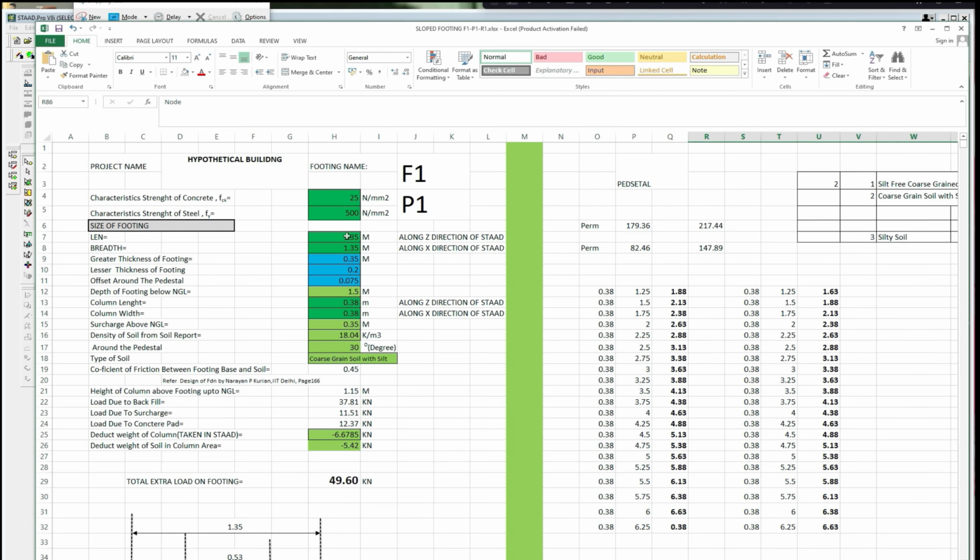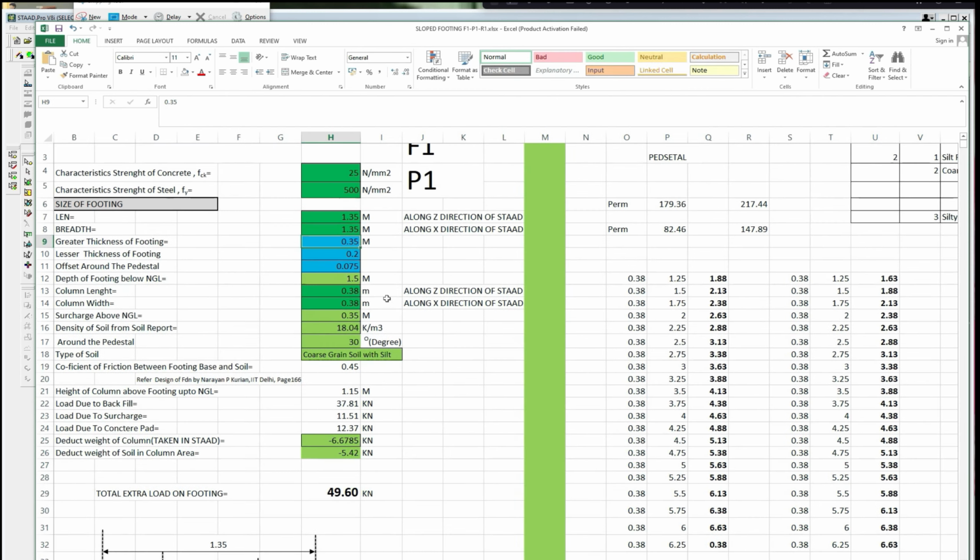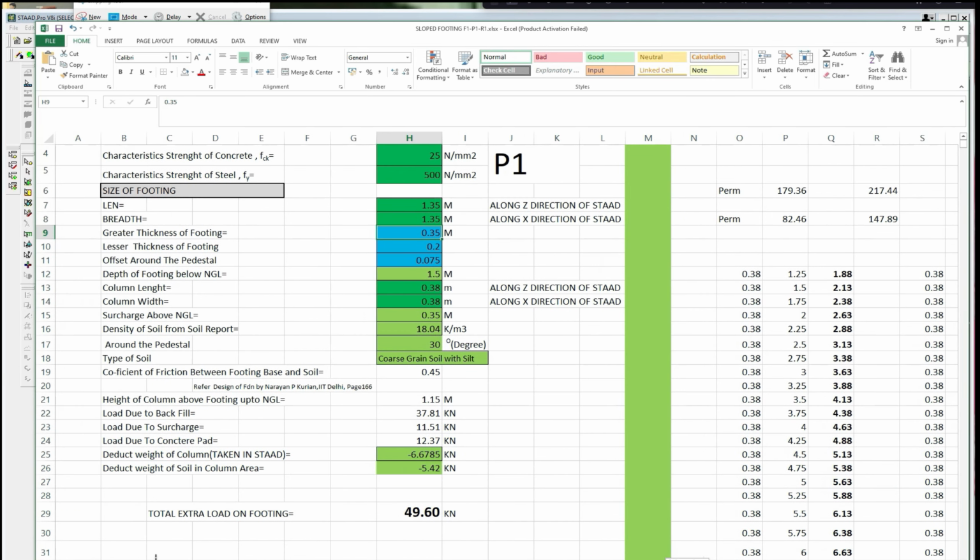For this footing, we have taken 1.35 by 1.35 as the size of the footing. The greater thickness of the footing, let us take 0.5, and the lesser thickness of the footing 0.35. We shall provide an offset of 0.075 around all the footings. The depth of the footing below is 1.5 meter.